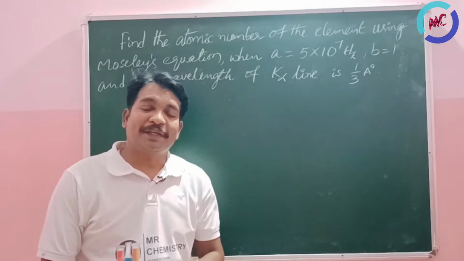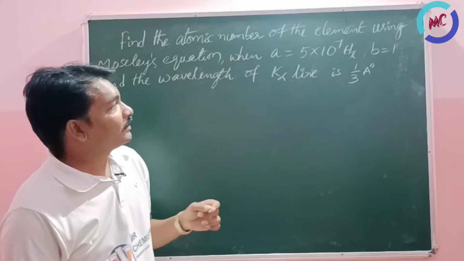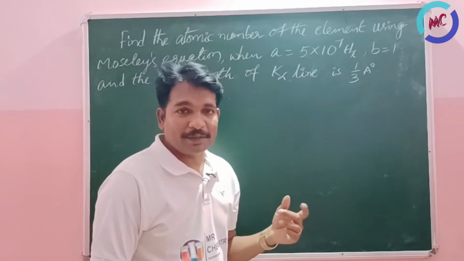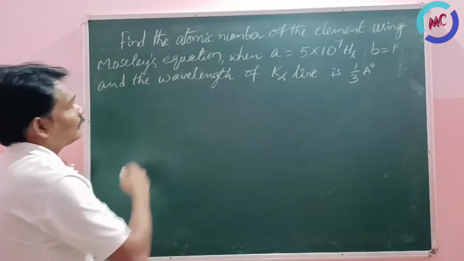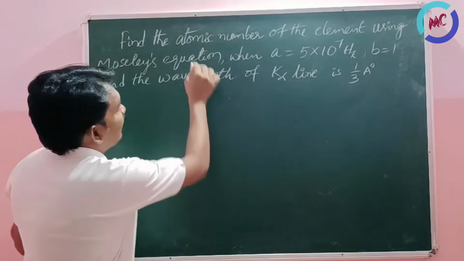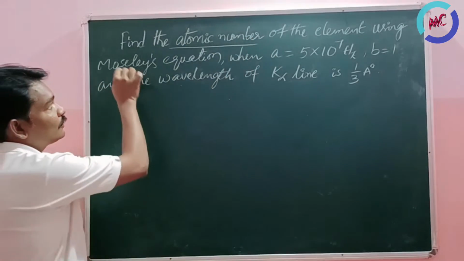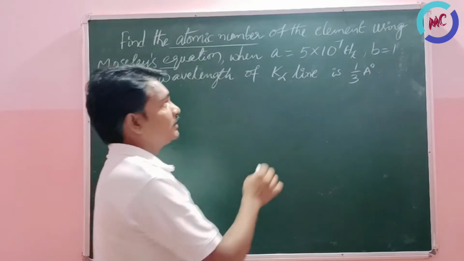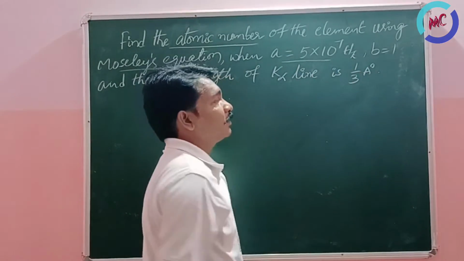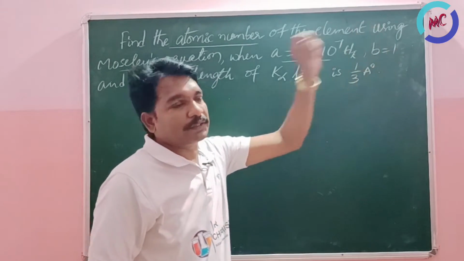In the previous example we calculated wavelength using atomic number, and here, by using wavelength, we are going to find the atomic number. Let us check the given problem. We have to find the atomic number of the element using Moseley's equation when the A value is equal to 5 into 10 to the power of 7 hertz and B value is 1.